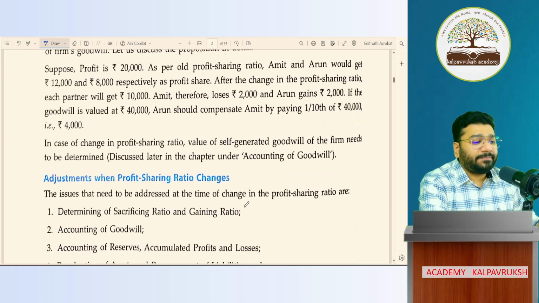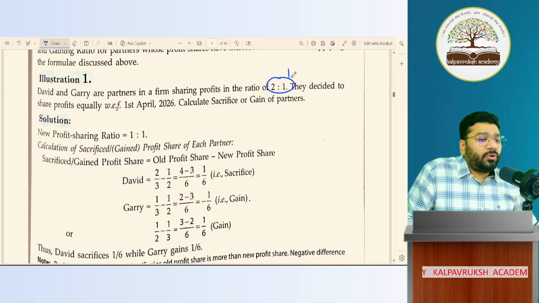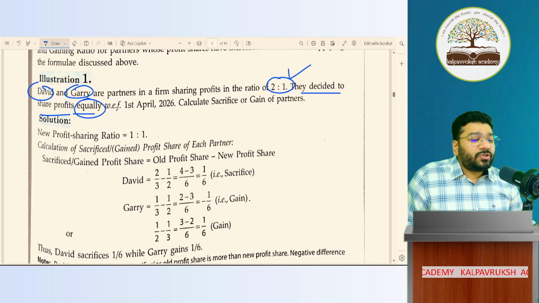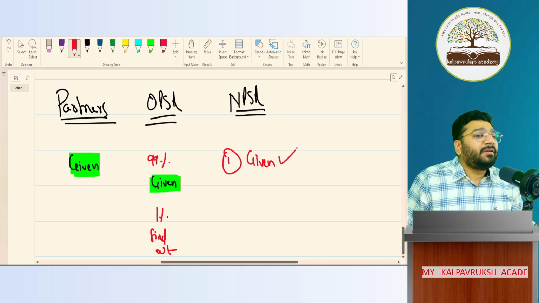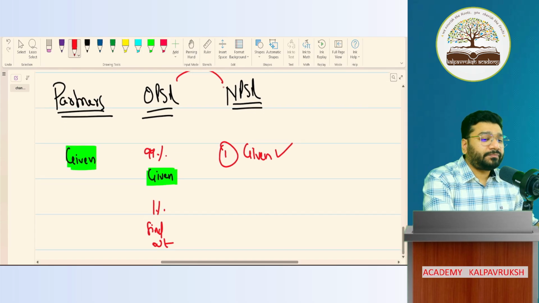Like illustration 1. Old ratio given. They decided the profit will be shared equally in the future. Equally means what? Two partners, 1:1. So can I say the new profit sharing ratio is directly given? Yes. Using these both, I will calculate the sacrificing ratio and gaining ratio.